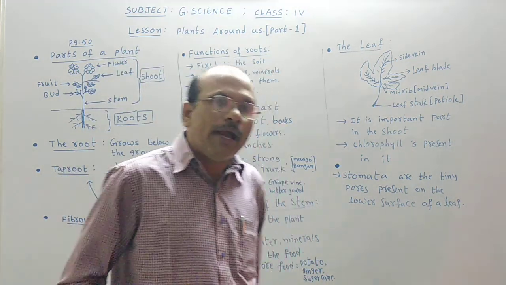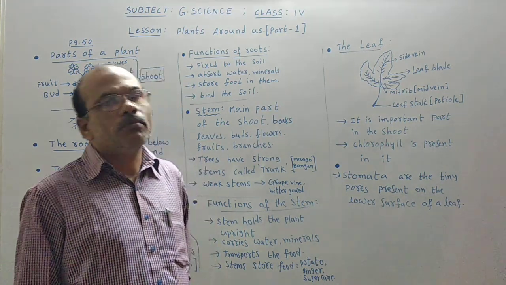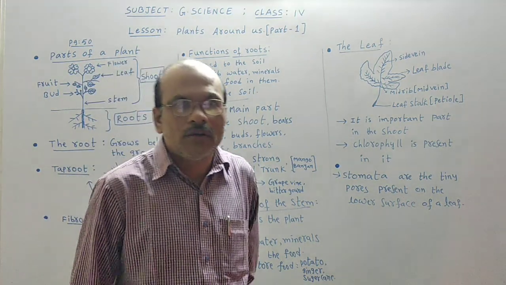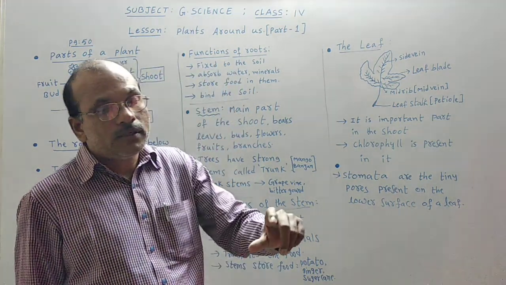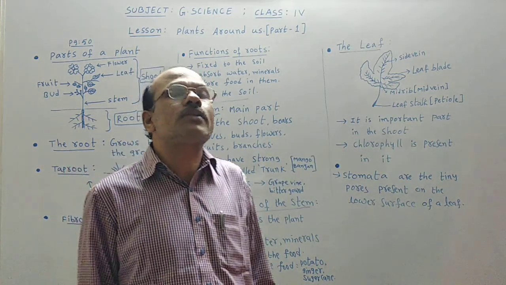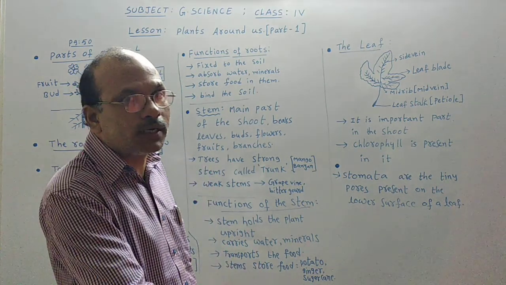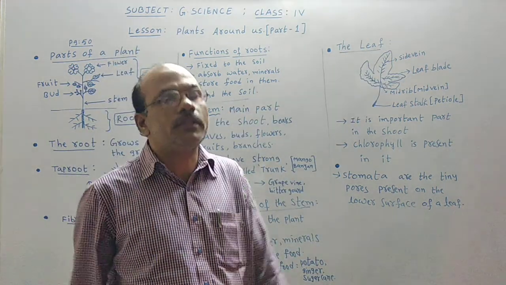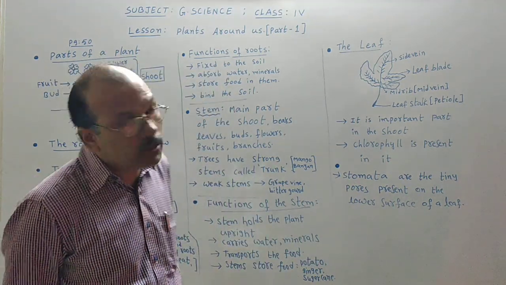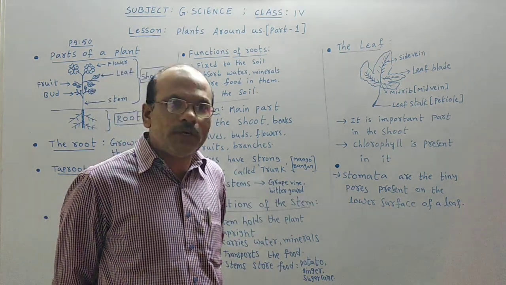Is it clear? And those holes or pores will help the plant to breathe in the gas called carbon dioxide, which we breathe out. Is it clear? So the leaf will release oxygen, which we breathe in, and what we breathe out, carbon dioxide gas, will be taken in by the plant, that is the leaf. So in a detailed manner, all those things will be discussed in the other part of the lesson. Is it clear, students?